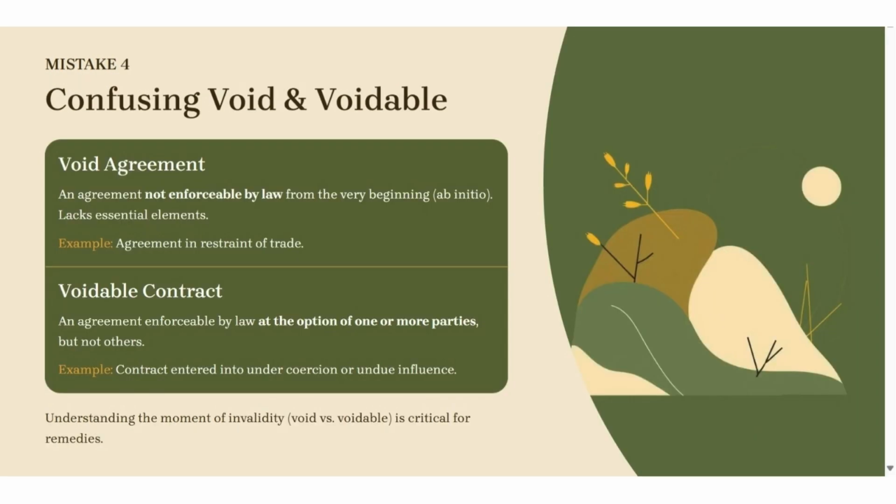Mistake number 4 is confusing void agreements with voidable contracts, a distinction that's fundamental to contract law. A void agreement is one that is not enforceable by law from the beginning. It lacks essential legal elements. For example, agreements in restraint of trade are typically void.